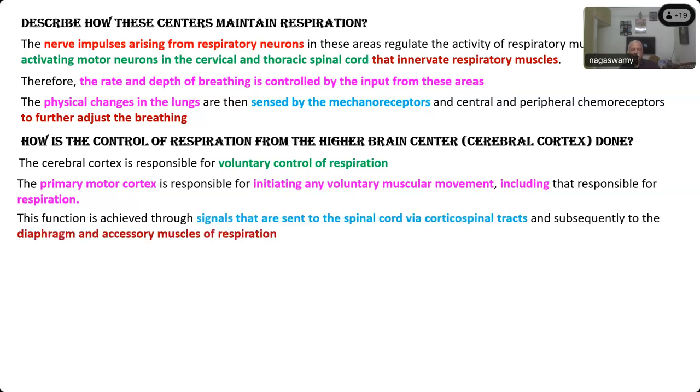This function is achieved through the signals that are sent to the spinal cord via corticospinal tracts and subsequently to the diaphragm, because the diaphragm is the main muscle of respiration. And how is the diaphragmatic activity controlled by us? What is the nature, or the constitution, of the diaphragm? How is it possible that we are able to prevent its contraction and hold our breath?